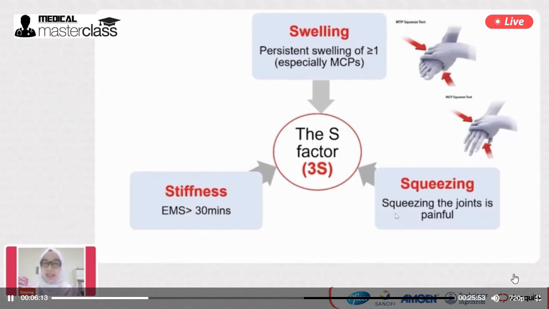Number two, the second S is stiffness. You can ask the patient whether she has early morning stiffness of more than 30 minutes. And the third S is squeezing. In our clinic, a quick screening test includes the MCP, where you actually squeeze the metacarpophalangeal joint. You squeeze softly and you will elicit pain. This actually indicates subclinical synovitis.